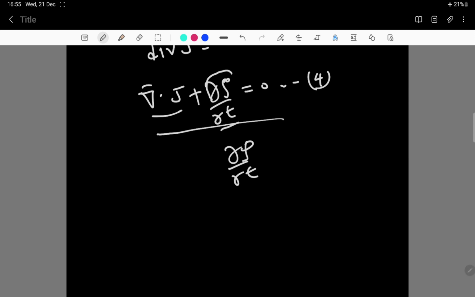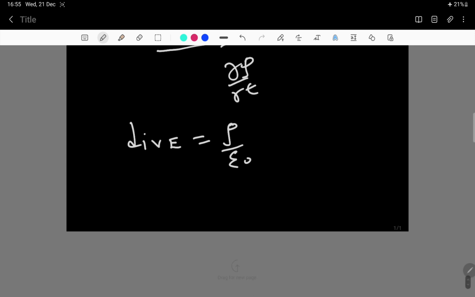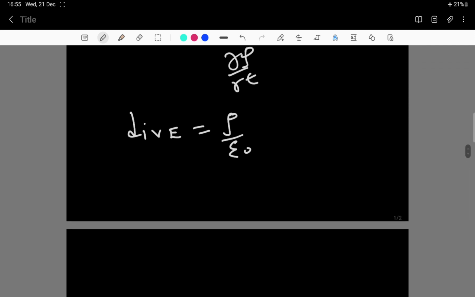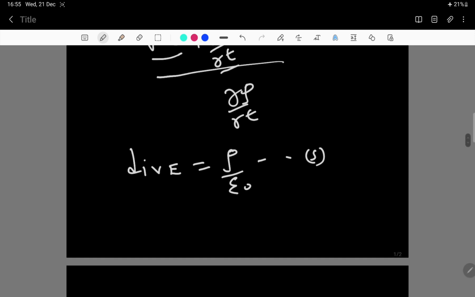Now, consider the differential form of Gauss's law. It is given by divergence of E equals rho over epsilon naught. This is the differential form of Gauss's law. Let's call this equation 5. Differentiate equation 5 with respect to time, and then we rearrange it.